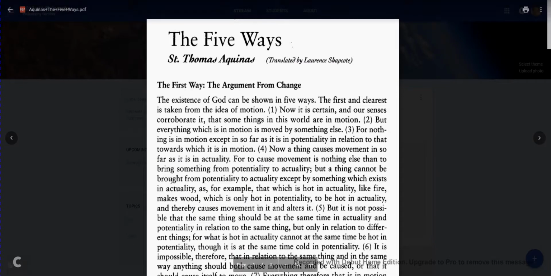But a thing cannot be brought from potentiality to actuality except by something which exists in actuality. For example, that which is hot in actuality, like fire, makes wood, which is only hot in potentiality, to be hot in actuality, and thereby causes movement in it and alters it, which is true, right?